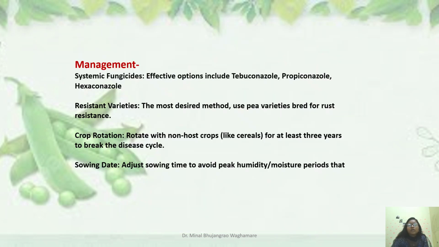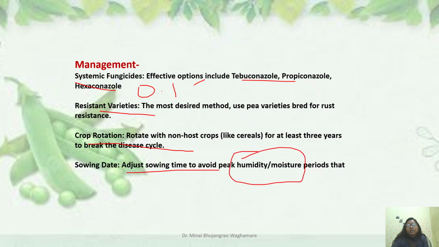Coming to the management, a foliar spray of tebuconazole, propiconazole, and hexaconazole is provided at 0.1%, that means 1 gram per liter, and another option is a resistant variety; genetic control can provide it. We can also go for crop rotation to make the host unavailable continuously to the pathogen, to break down its disease life cycle, and adjust the sowing time to avoid peak humidity and moisture, because this disease appears high when the peak humidity and moisture period is there.